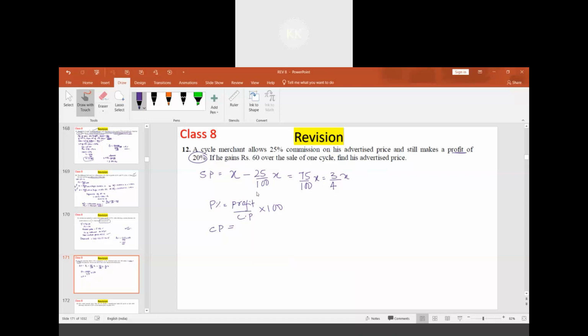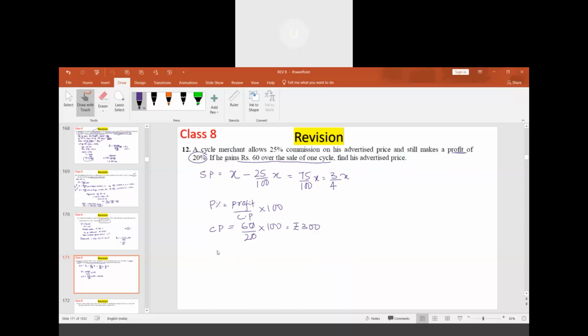60 rupees is the overall gain, because he gains rupees 60 over the sale of one cycle. So 60 is the profit. Profit percentage is 20. So 60 into 100 divided by 20, which is 20 into 100, and we get rupees 300. Rupees 300 is the cost price.